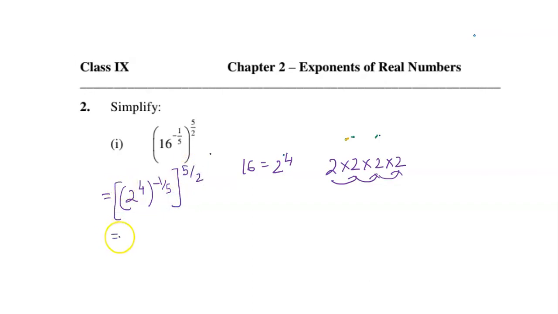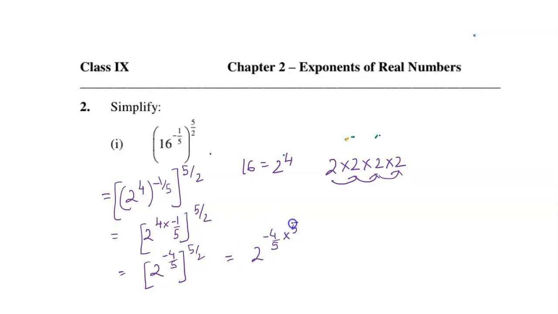Okay, now what we'll do, you will take this power and multiply it. So 4 into minus 1/5, bracket out 5/2. So this means this is equal to 2 raised to the power minus 4/5. Simple multiplication, students, nothing complicated in this simple multiplication. What we have to be careful of, the powers and the brackets. So this 5/2. Alright, very simple. So this is equal to 2 raised to the power minus 4/5 into 5/2.